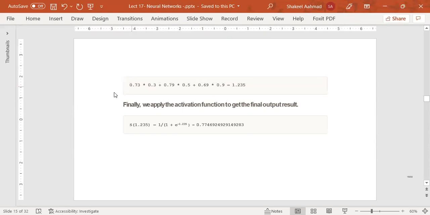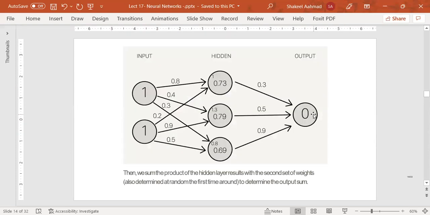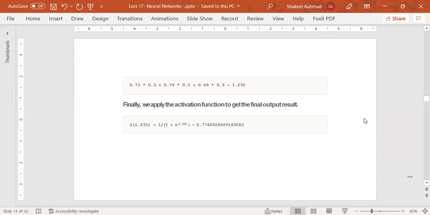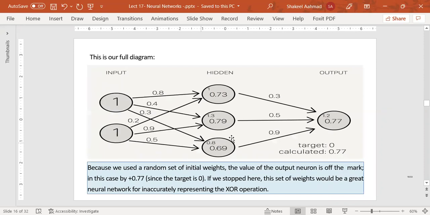After multiplying, because we have 3 arrows coming to the output layer from these 3 neurons, we have to multiply each result with the corresponding weight to get the output. Once we have applied the activation function, we will get the value at the output layer, and that is 0.774.